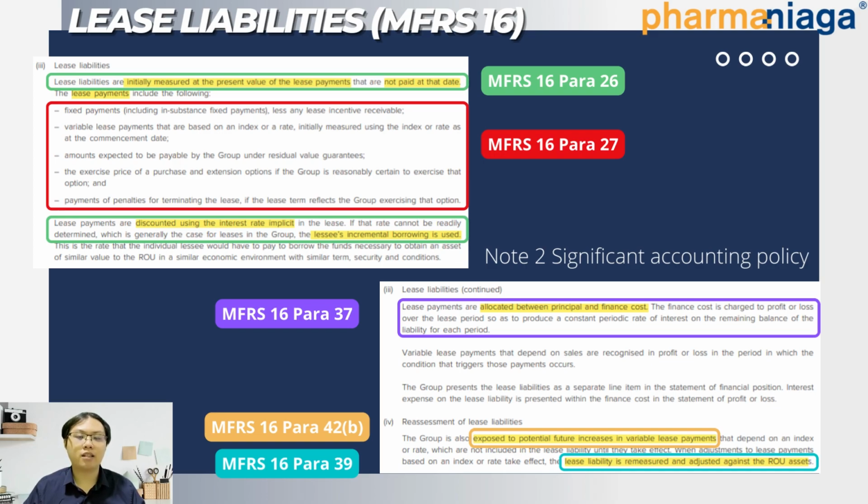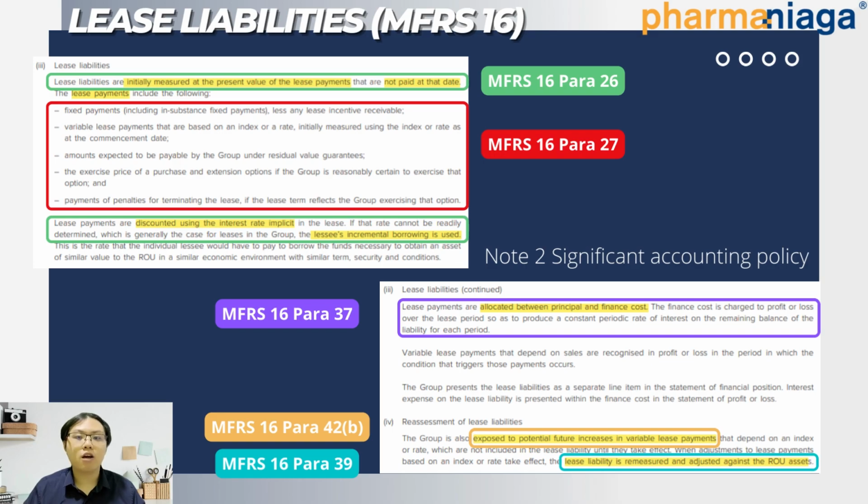They are not paid at that date. Under Para 26, the lease payments are discounted using the interest rate implicit, or the lessee's incremental borrowing rate if the interest rate cannot be determined. Under Para 27, the payments that can be recognized as lease liabilities are, firstly, fixed payments less any lease incentives receivable. Second, variable lease payments that depend on an index or a rate, such as payments linked to a benchmark interest rate. Third, amounts expected to be payable by the lessee under residual value guarantees. Fourth, the exercise price of a purchase option. And lastly, payment of penalties for terminating the lease.